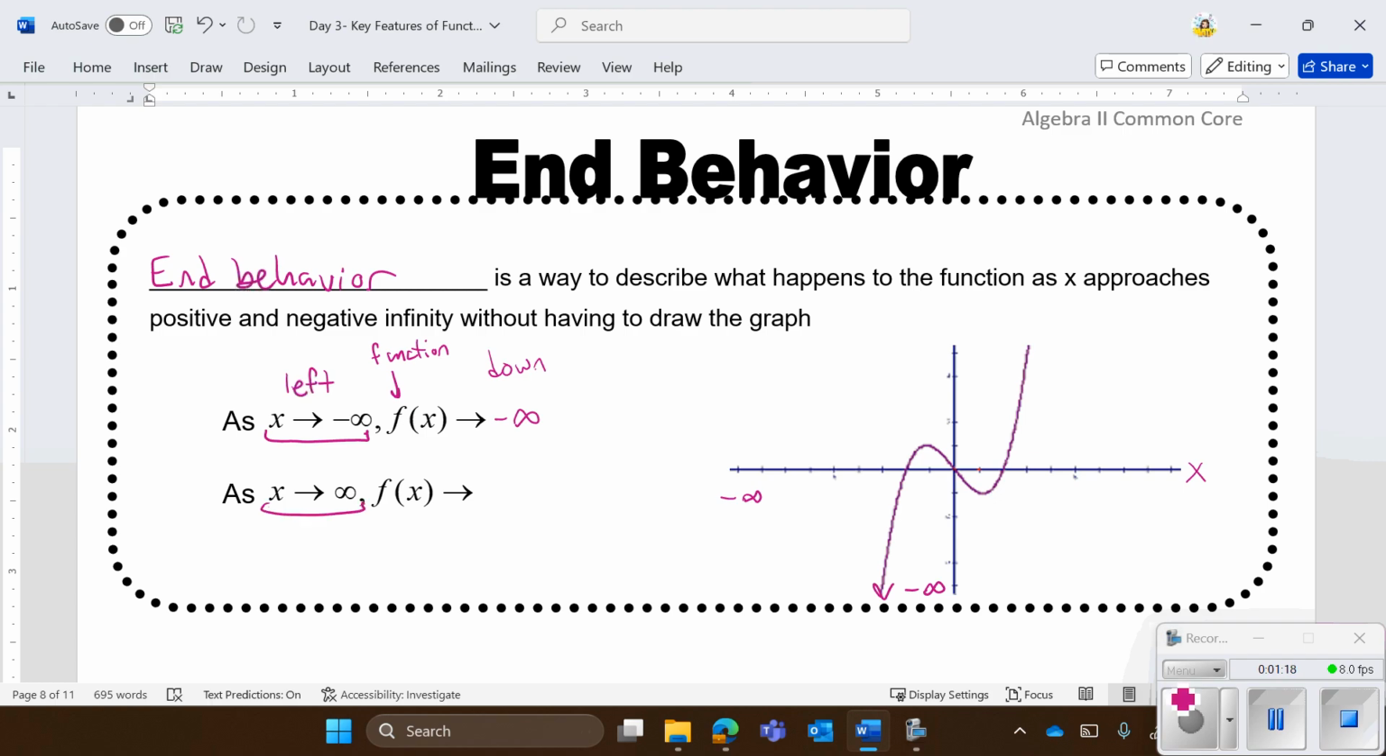As x goes to infinity, x values go left to right. Positive infinity is on the right-hand side. So this is saying as you go to the right, what is the function doing? The function on the right side of the graph is pointing upwards. So to indicate you're going upwards towards positive y values, you put positive infinity for up. It's really important that you memorize the setup for end behavior because you might be asked to express it on your own.